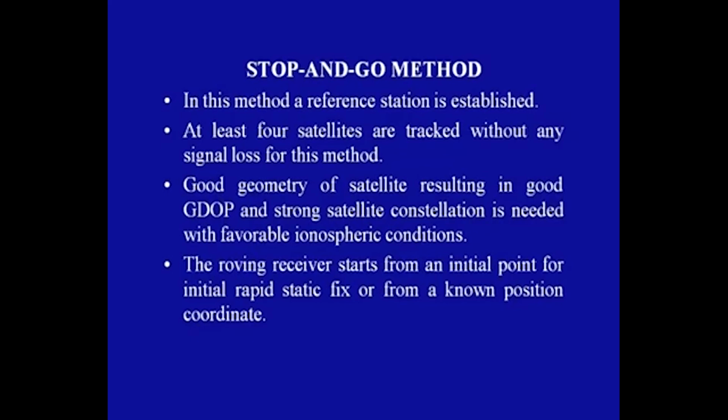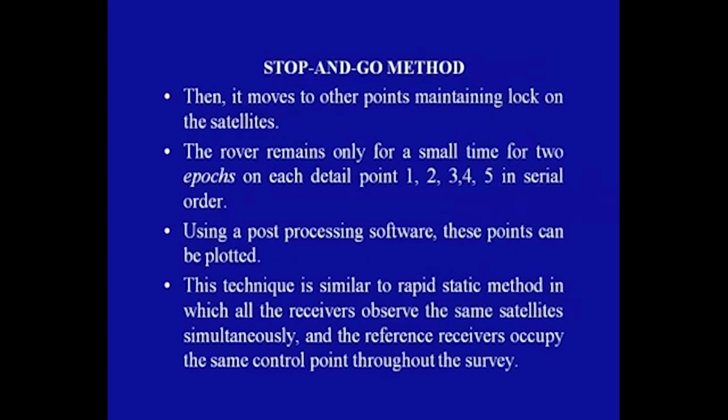The rover starts from an initial point for initial rapid static fix or from a known position coordinate. It then moves to other points maintaining lock on the satellites. The rover stays only for a small time, for 2 epochs, on each detail point 1, 2, 3, 4 and 5 in the serial order. Using a post-processing software, these points can be plotted.